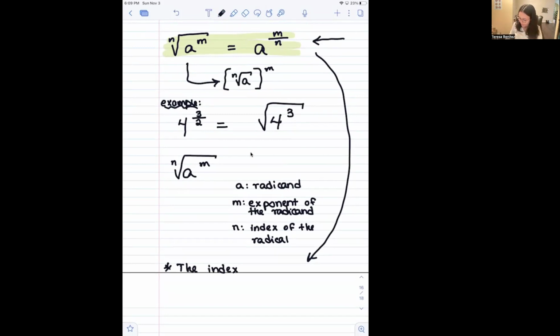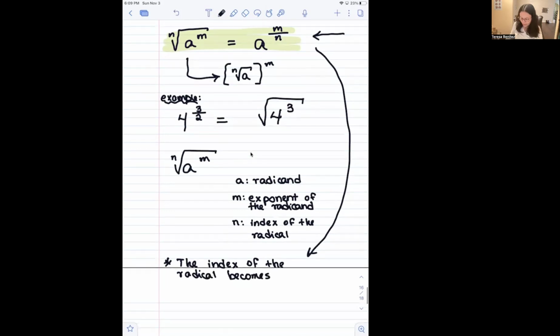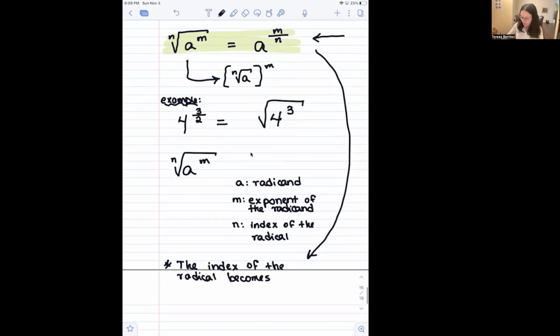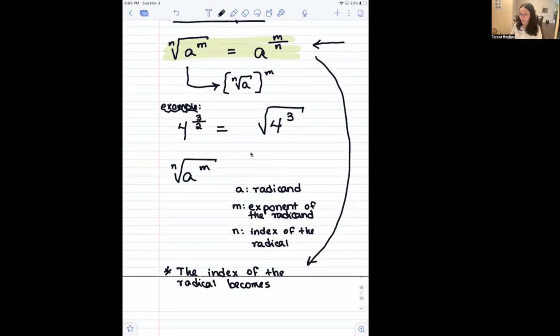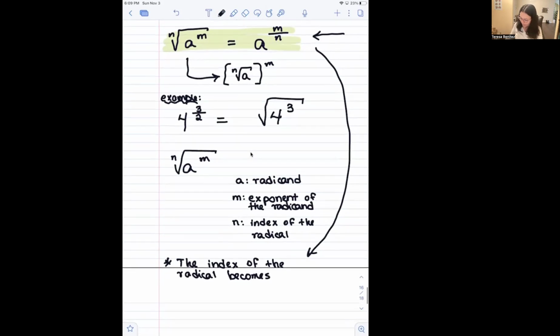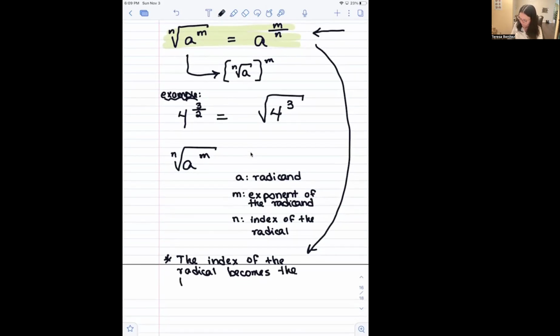So the index of the radical becomes, before I write it down in a mathy way, the bottom of the exponent of a. So it becomes the denominator of the rational exponent. So we took care of n.